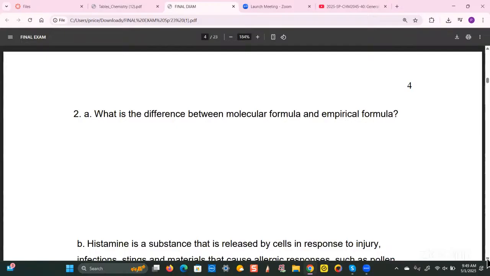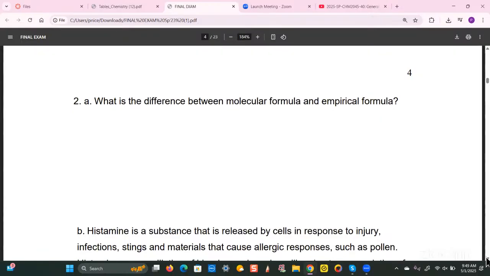Oh, okay, so this one is just asking, what is the difference between the molecular formula and the empirical formula for a compound? Can anybody tell me? What's the difference between the molecular formula and the empirical formula for a compound? What's in empirical?